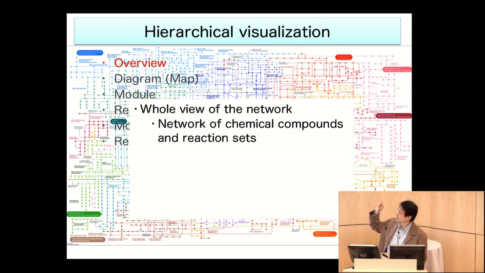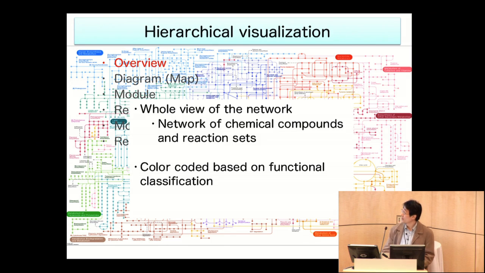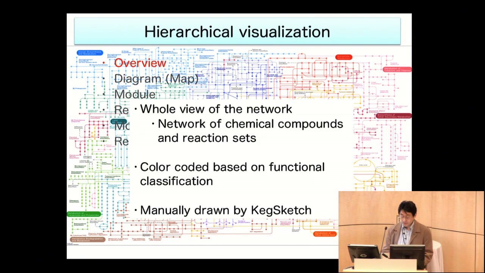This shows a network of chemical compounds and reaction sets. Each small dot represents a chemical compound, and the line between the small circles represents a reaction set. We put several reactions which catalyze the enzymatic reactions between the two compounds together as a reaction set. And we color this network based on the functional categories, the functional classification.